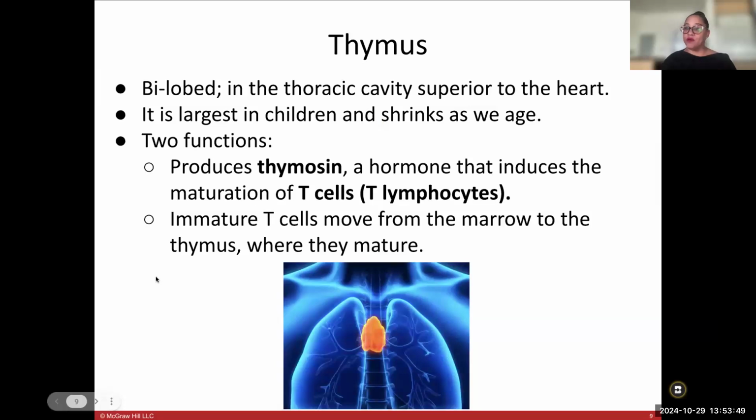The thymus is bilobed, means it just has two lobes. It's located in the thoracic cavity superior to the heart. It is the largest in children, and it actually shrinks as we age. Its two main functions, one is to produce thymosin, which is a hormone that induces the maturation of T cells or T lymphocytes. Immature T cells move from the marrow to the thymus, where they mature before they move on and complete their job.